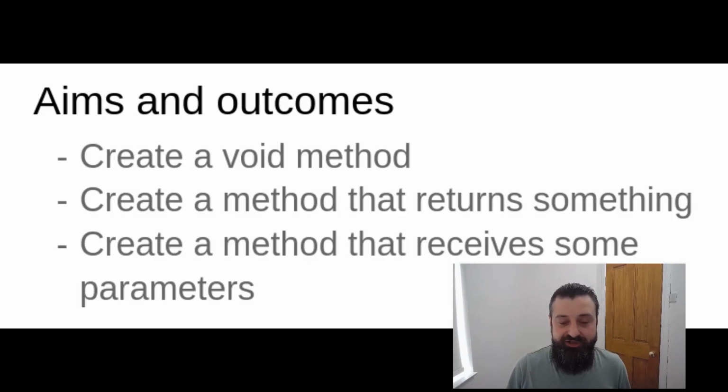So in this lesson we're going to start learning all about methods, and if you've never heard of what a method is before, don't worry about it. It's very similar to a function in another language. To begin with, we're going to create a void method, which is just a method that doesn't return anything, and then we're going to create a method that does return something, and then we're also going to start looking at parameters and how we can pass arguments into methods. So let's get started.